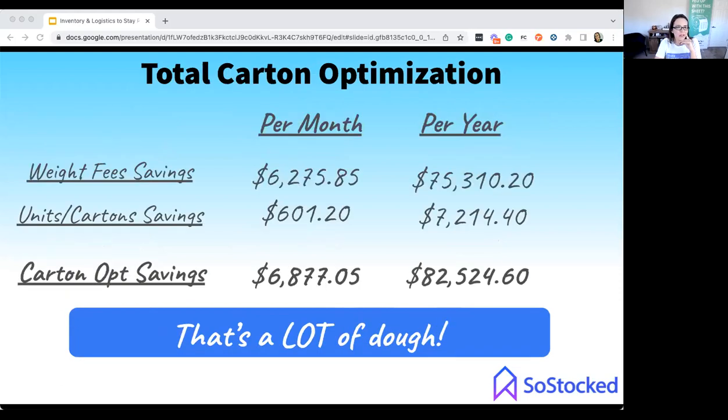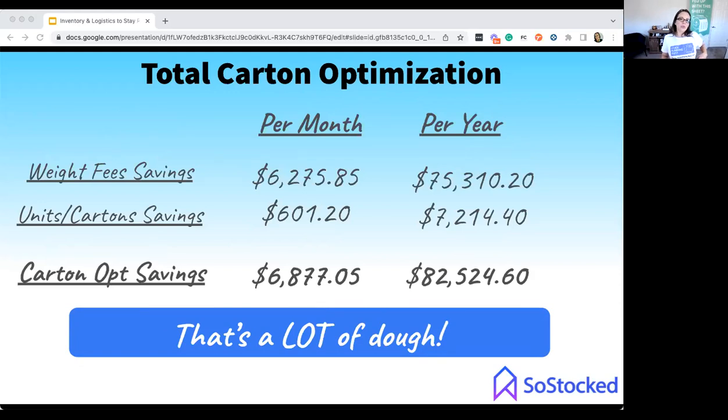All right, then you have adding these all together. The per month savings was almost $7,000, so per year that turns into $82,000. It's a lot of money with just carton optimization. Looking at this, it got me thinking, how do we know we've got the best carton configuration? Most people are using their supplier to figure out how to build their cartons.